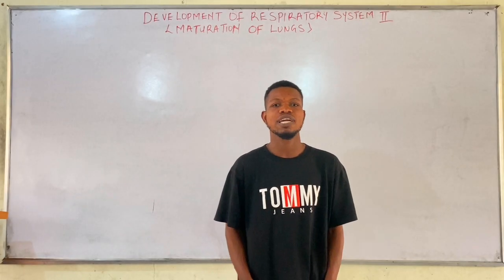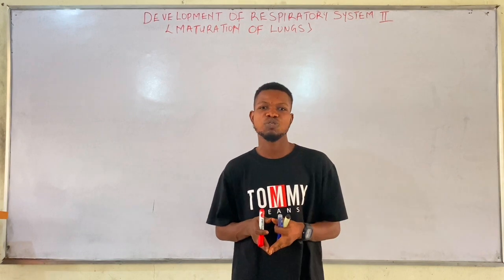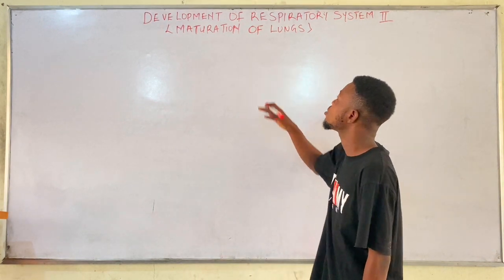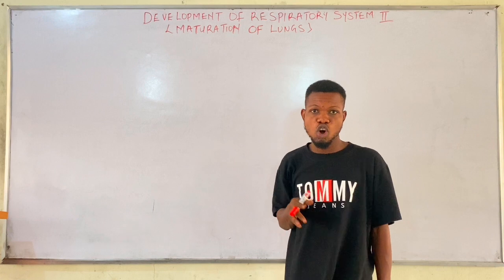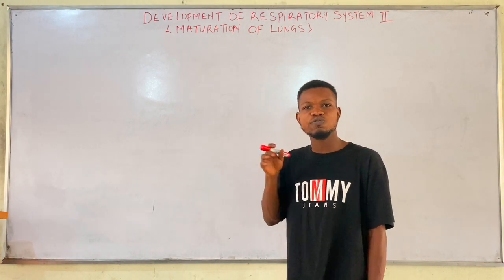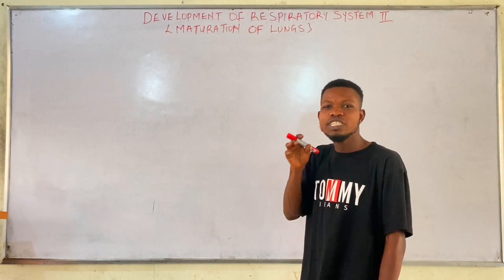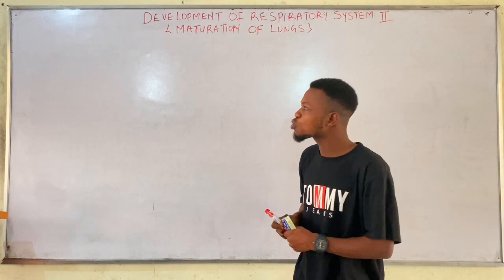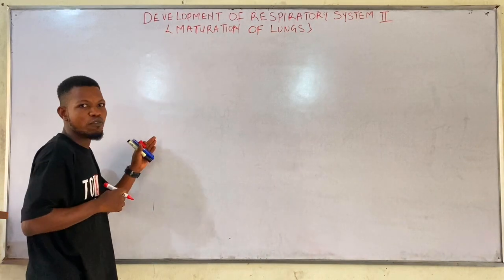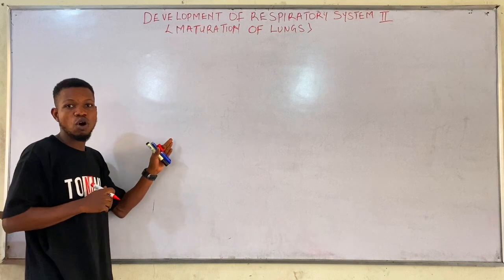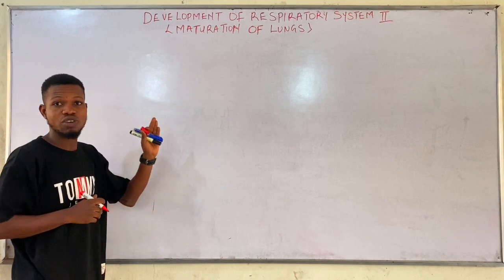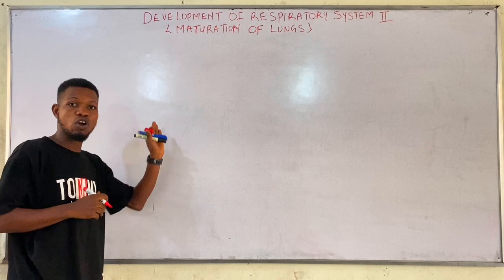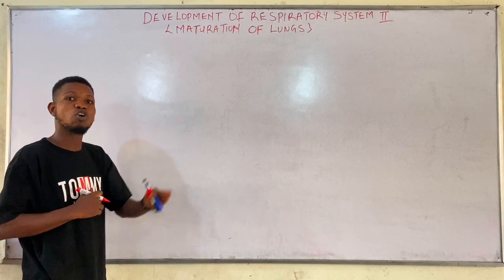...is anterior rami. Now we want to look at the second aspect of development of the respiratory system, which is the maturation of lungs. If you don't forget, in my previous video I talked about the introductory aspect, where we talked about development of the tracheoesophageal septum that divides the trachea anteriorly and the foregut, which divides into the esophagus posteriorly.